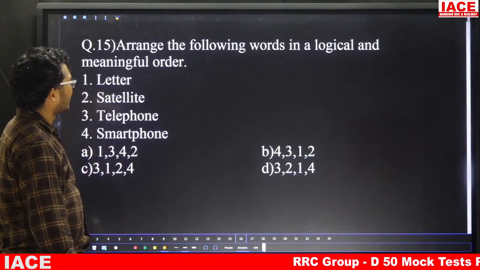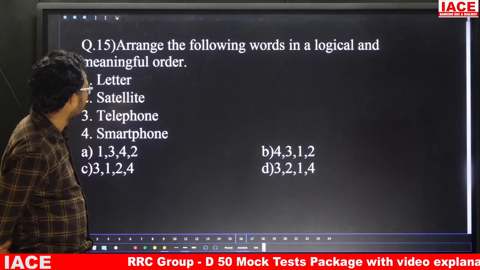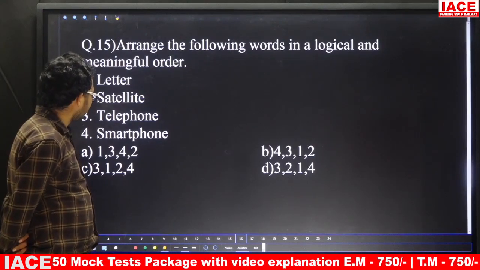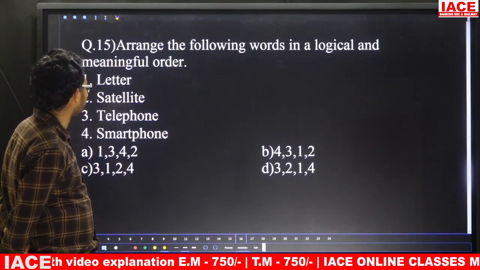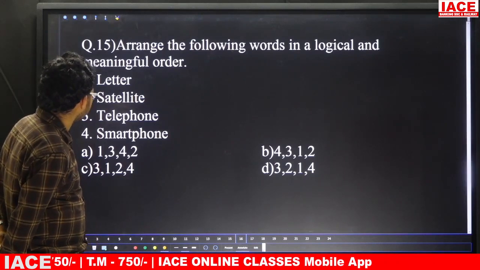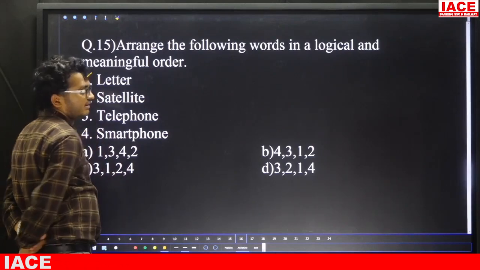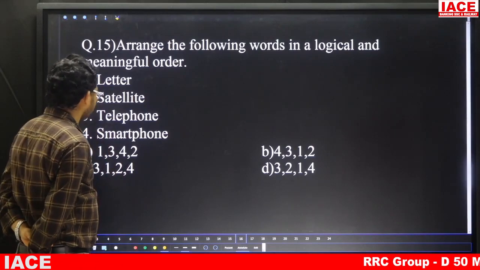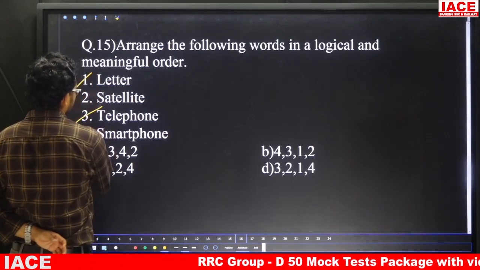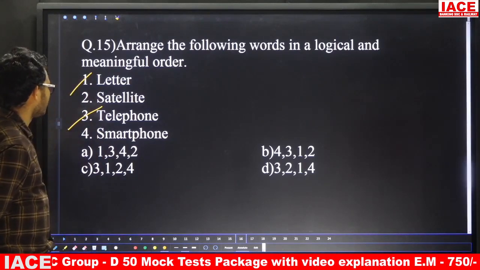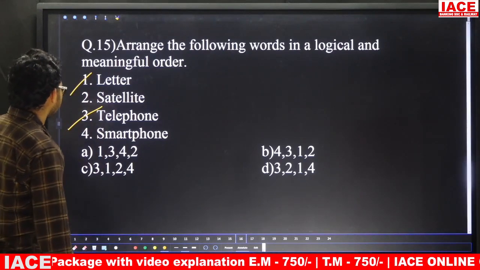Question number 15. Arrange the following words in a logical and meaningful order. The given words are letter, satellite, telephone, and next one, smartphone. Friends, at the start we have the letter. After the letter, we have the telephone. That means with 1, 3, how many options are there? Only one option. That means the answer is what?